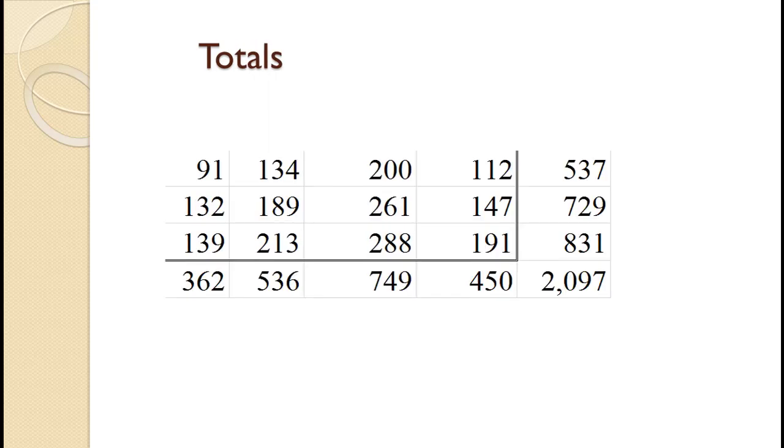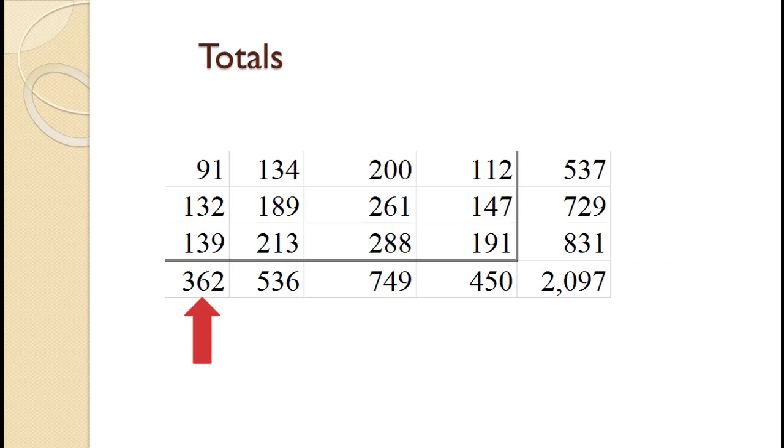Step 3 is to get the row and column totals along with a grand total. For the rows, 91 plus 134 plus 200 plus 112 equals 537. 132 plus 189 plus 261 plus 147 equals 729. 139 plus 213 plus 288 plus 191 equals 831. These represent the annual demand values.